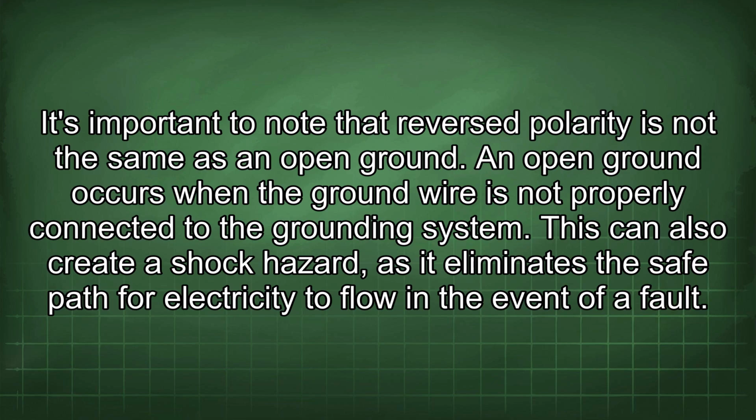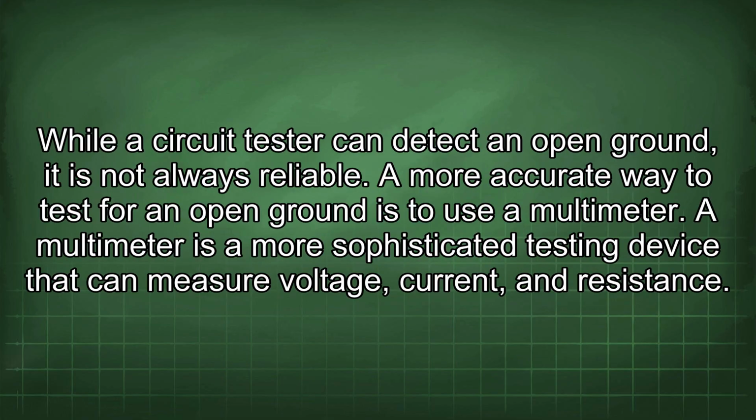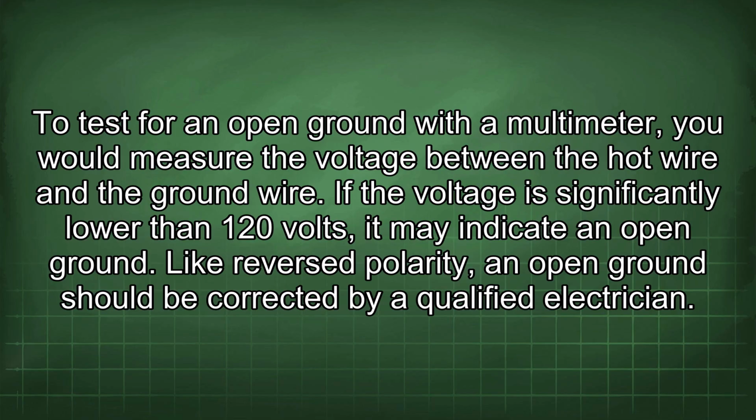An open ground occurs when the ground wire is not properly connected to the grounding system. This can also create a shock hazard, as it eliminates the safe path for electricity to flow in the event of a fault. While a circuit tester can detect an open ground, it is not always reliable. A more accurate way to test for an open ground is to use a multimeter. A multimeter is a more sophisticated testing device that can measure voltage, current, and resistance. To test for an open ground with a multimeter, you would measure the voltage between the hot wire and the ground wire.